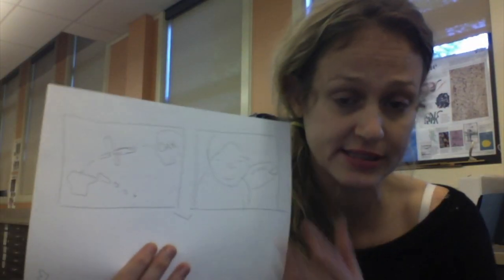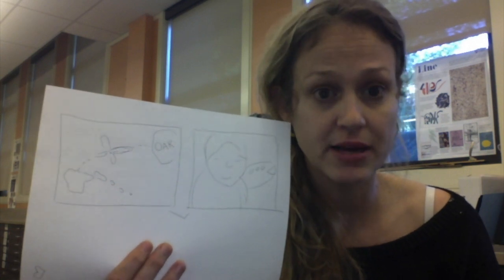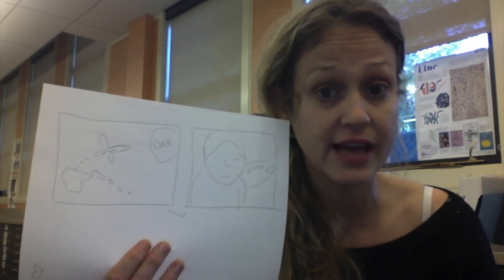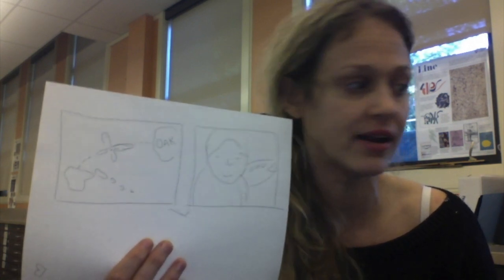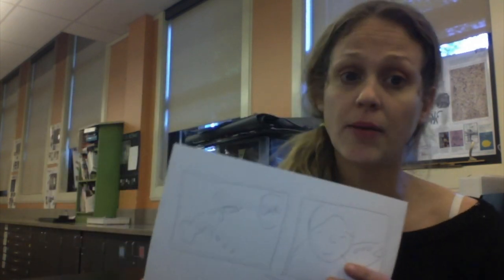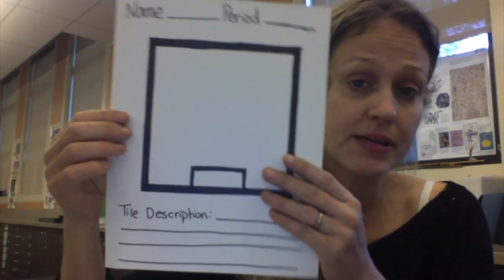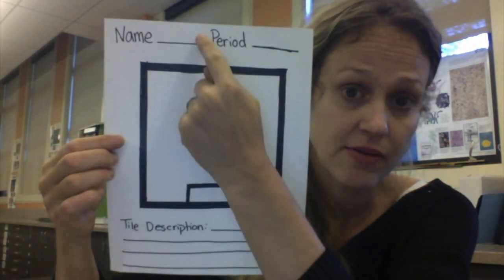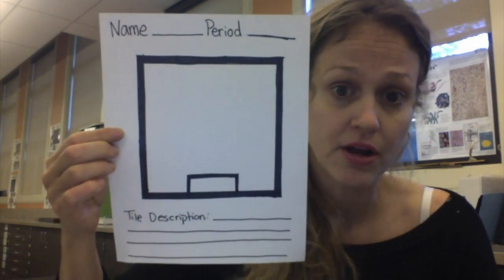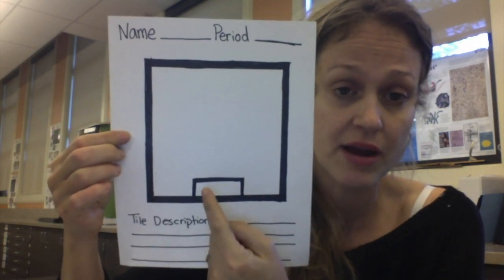Once you have 2 ideas, and remember, these are quick sketches. They shouldn't take you longer than like 10 or 15 minutes. You're going to bring it to me, and we're going to decide on 1 sketch that you might refine. That means you're going to make it a real piece of art that you're actually going to transfer onto your tile. So you're going to get a piece of paper that looks like this. You're going to write your name and period number. The first thing you're going to do is write the date.